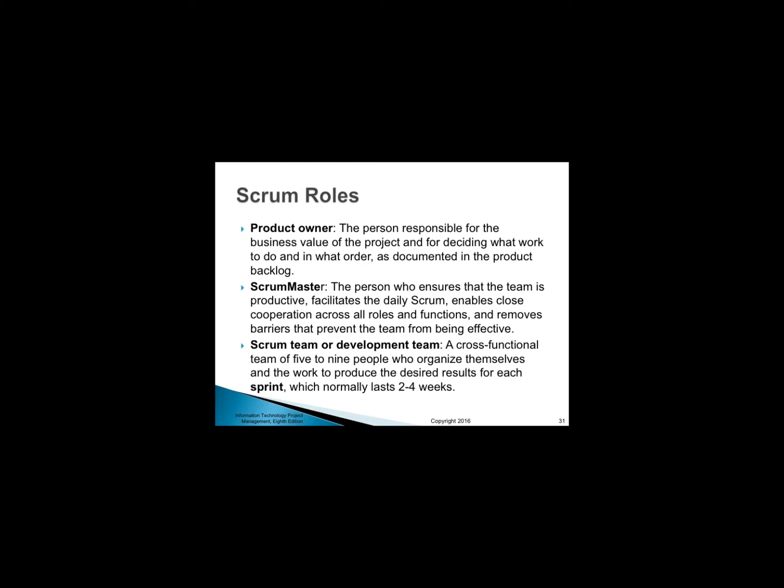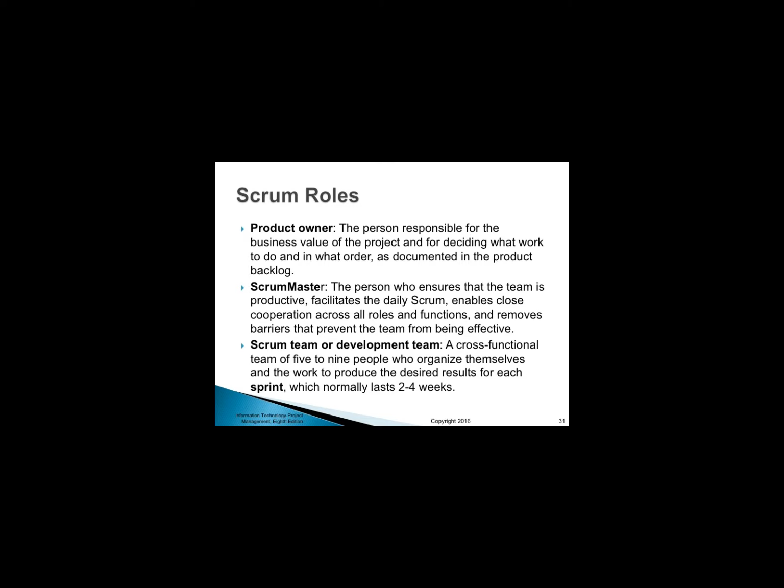Scrum roles. Product owner, the person responsible for the business value of the project and for deciding what work to do and in what order, as documented in the product backlog. Scrum Master, the person who ensures that the team is productive, facilitates the daily Scrum, enables close cooperation across all roles and functions, and removes barriers that prevent the team from being effective.